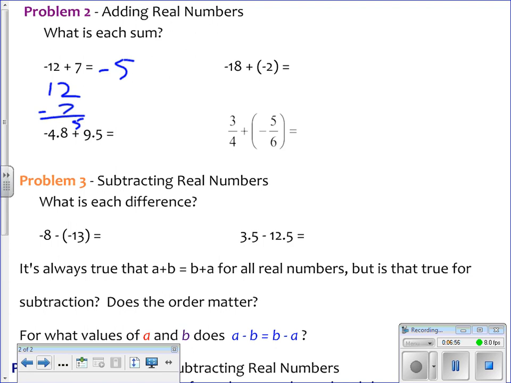Piece of cake, right? Okay. Next one, -18 plus -2. They are the same sign. They're both negative, so my answer is negative. And I do 18 plus 2. What's 18 plus 2? 20. So my answer is -20. That's a big -20.